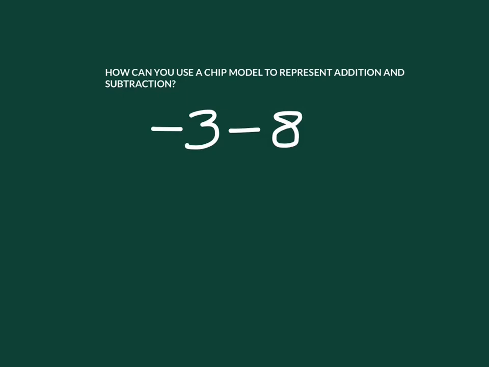Yesterday we explored how you can use a chip model to represent addition and subtraction. And before you left for the day, I had you fill in the back of your exit ticket that had the following problem. Pause this tutorial and make sure you have your exit slip from yesterday. When looking at this problem and using a chip model, the first thing you need to do is set up.